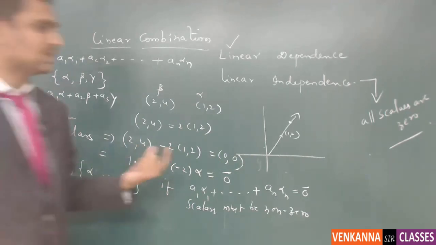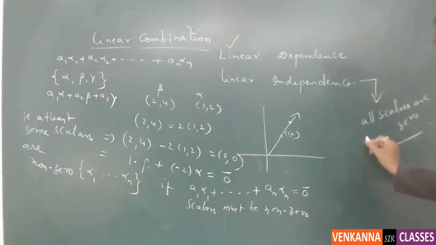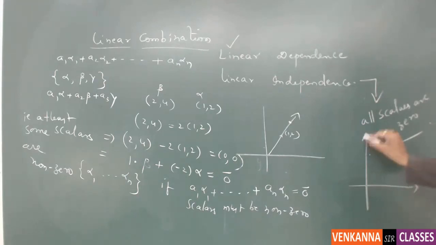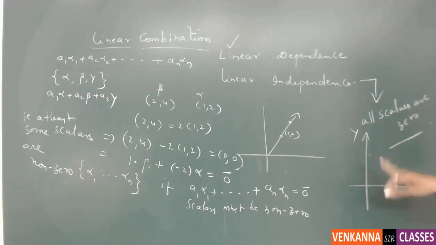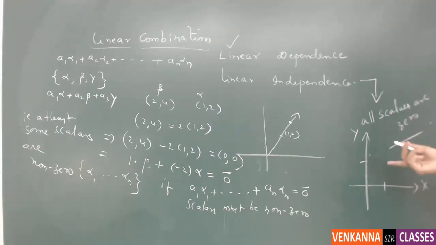In a simple example, you can visualize the picture as, let us take the x-axis, let us take the y-axis. So these two are linearly independent. Don't feel that I am taking the perpendicular case. These two are independent, because if you take any vector here, the linear combination is 0 only whenever the scalars are 0.